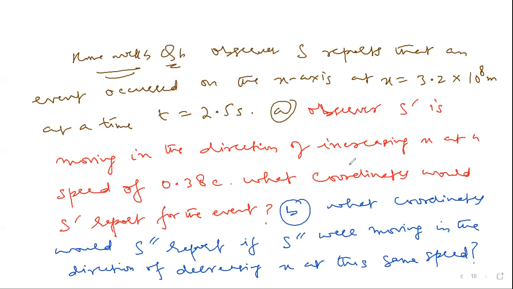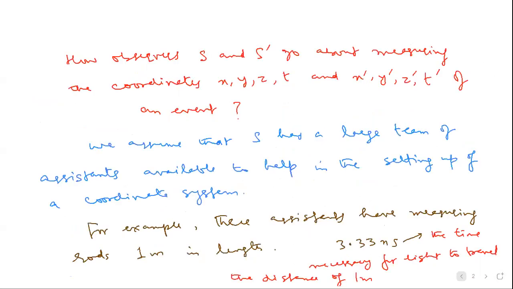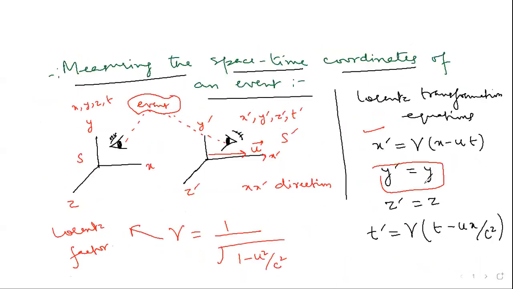So here, in the case of S prime observer, the observer is moving in the direction of increasing x. S double prime observer is moving in the direction of decreasing x. So this is your homework. Do your homework. And I repeat, the first topic was a bit thought-provoking, measuring the space-time coordinates of an event. Give it a thought. It's very important. You can understand it. No worries.